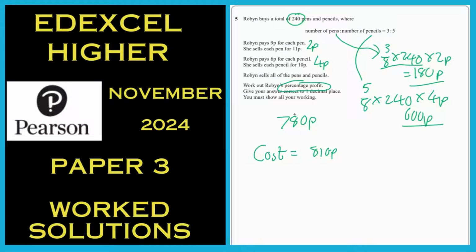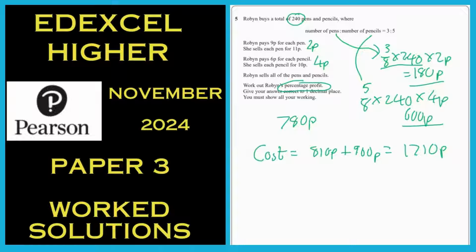And the cost of the pencils, 5/8 of 240 is 150, times that by 6p, because that's her cost, and that means she is spending 900p on her pencils for a total cost to her of 1,710p. And if you've done it in pounds, so what, it's all good.